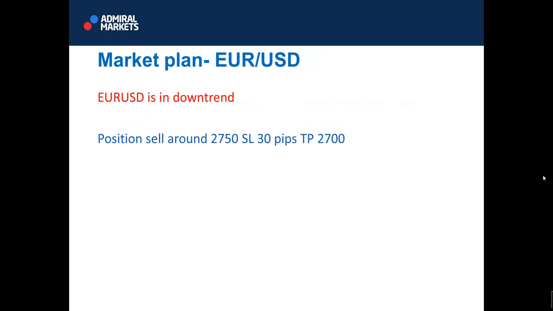So this is euro. I'll be looking to sell at 27.50, 30 pip stop loss, targeting 27.00, and yet again I am advising you to take that trailing stop into account. So the trailing stop should be taken into account.